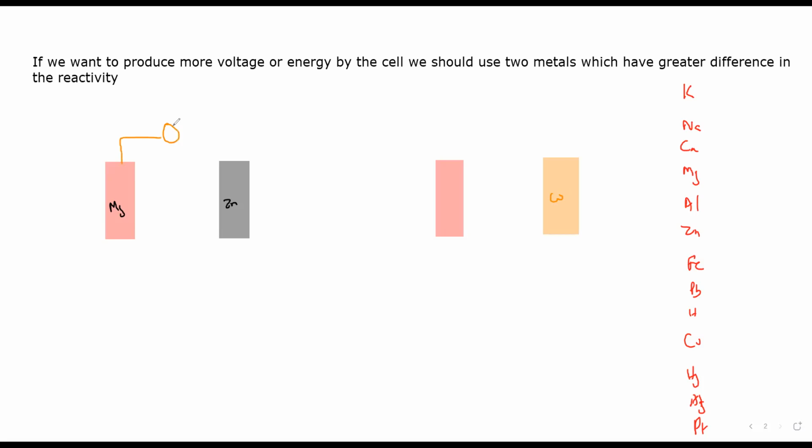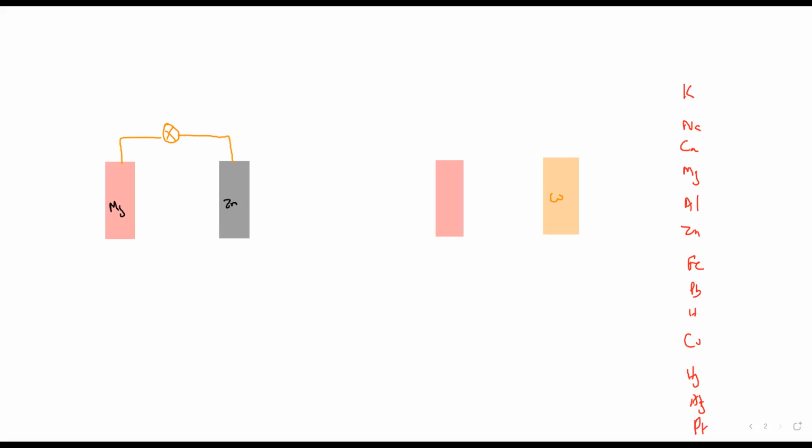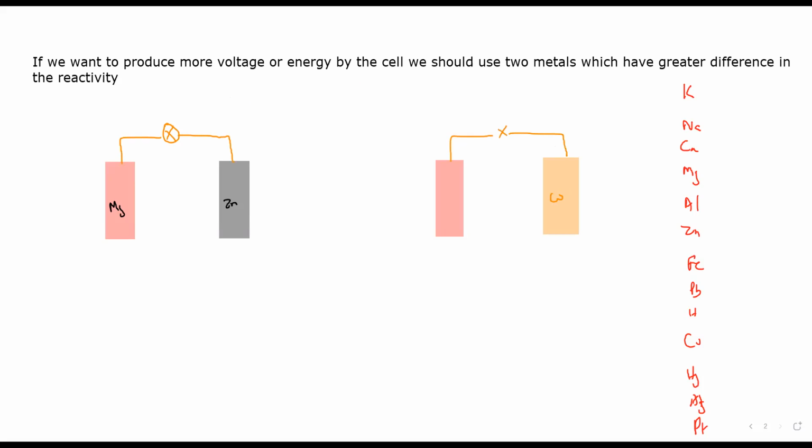And they're connected by wires. We can have a voltmeter here. A voltmeter is a device which is used to measure the voltage. So we can use a voltmeter or we can use a lamp here. This one is the magnesium, Mg. So when we compare, this is cell 1 and this is cell 2. Which cell will produce more voltage? Cell 1 or cell 2?